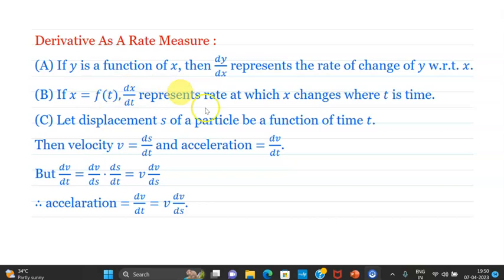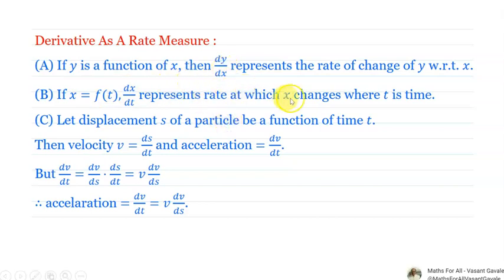If y is a function of x, then dy by dx represents the rate of change of y with respect to x. If x is equal to f of t, then dx upon dt represents the rate at which x changes, where t is time. Let displacement s of a particle be a function of time t, then the velocity v is equal to ds upon dt and the acceleration is equal to dv by dt.